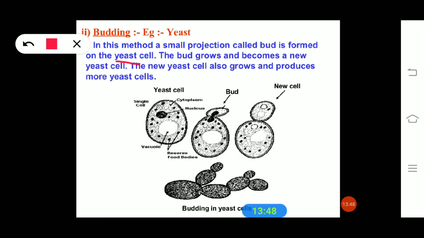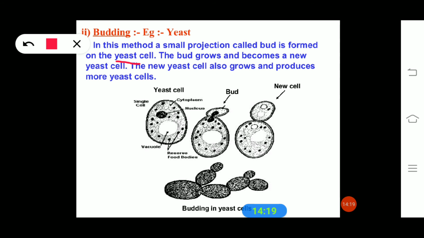So these microorganisms produce a bud-like structure. These buds have the capacity to reproduce a new young one. It can grow into new young yeast cells. Keep in mind, yeast cells are a type of microorganism. So the process of reproduction in yeast cells is what? That is budding.